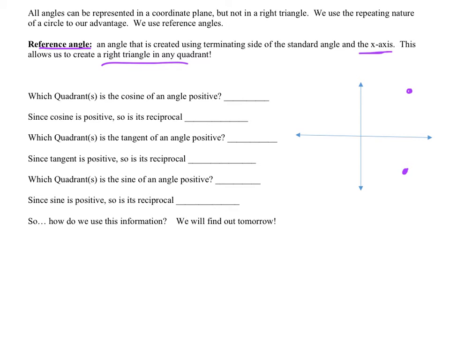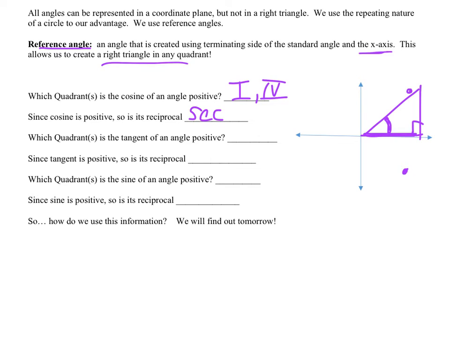X is always going to be associated with the cosine because that's the adjacent side of whatever angle is formed. Remember, the adjacent side is always between the angle and the right angle, so that adjacent side will always be the x value. When the x value is positive, in quadrants 1 and 4, the cosine is also positive, and so is its reciprocal.